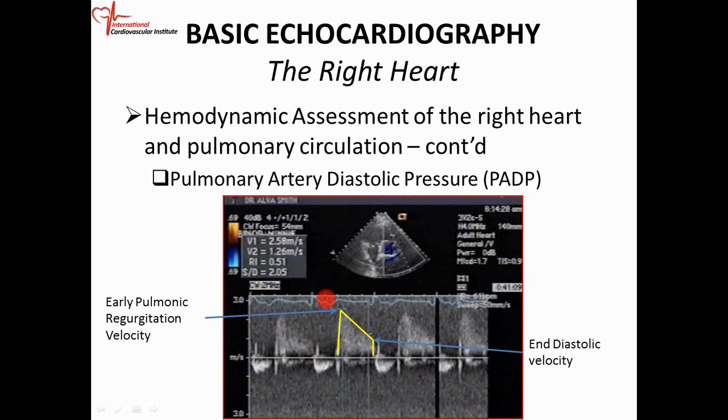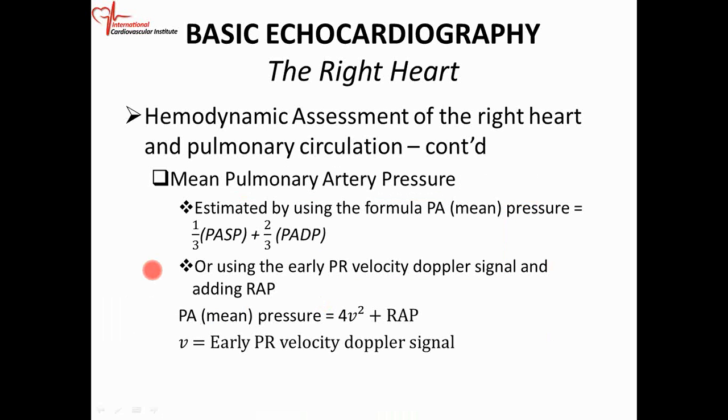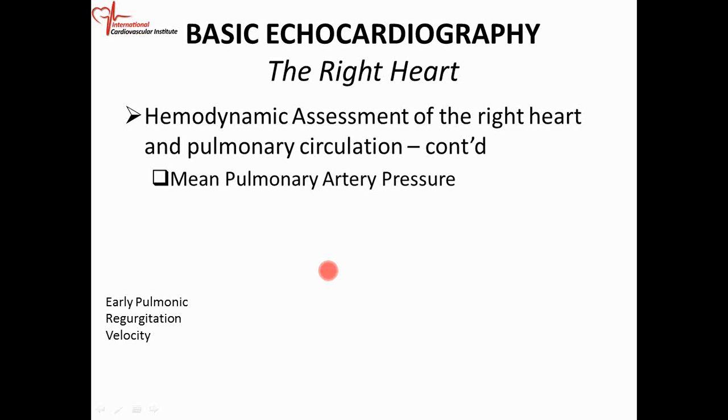So the three methods that I gave you are: plane the TR envelope, and the computer gives you a mean gradient, and you just add the right atrial pressure. Or you can use 1/3 systolic, because you already have your systolic, plus 2/3 diastolic pressure. Or you can use the early PR velocity Doppler signal. And of course, you always have to have the right atrial pressure. It should be very close.